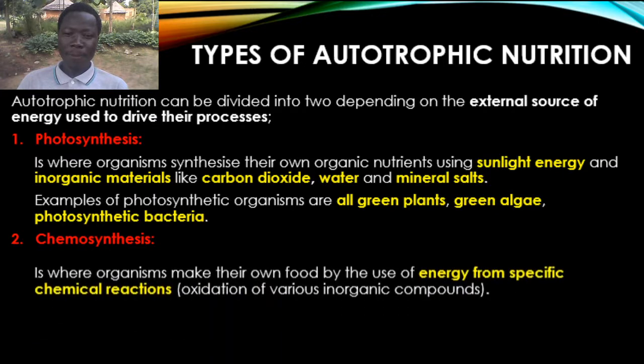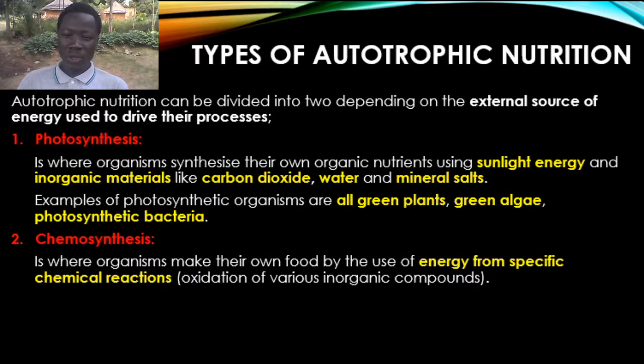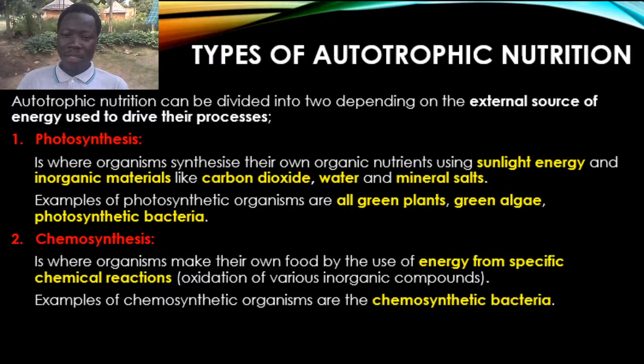Then chemosynthesis, on the other side, is different from photosynthesis because to drive this process, the energy is obtained by oxidation of various inorganic compounds. We'll deal deeply with it later on. So, by definition, it is a type of autotrophic nutrition where organisms make their own food by the use of energy obtained from specific chemical reactions. And examples are the chemosynthetic bacteria.